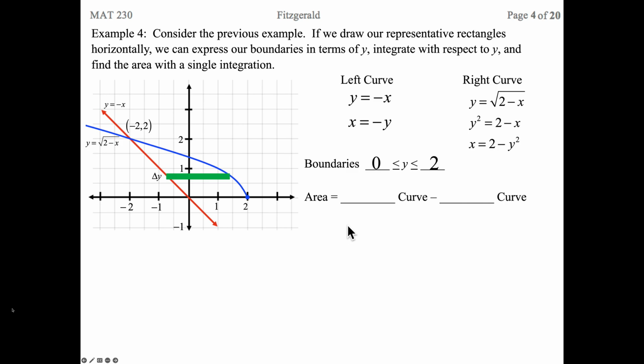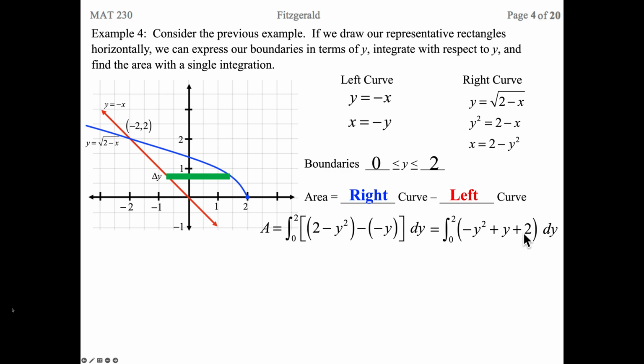So we're going to go right curve minus left curve. We're going to integrate from 0 to 2. The 2 minus y squared minus the negative y. Okay, that'll change this to a plus y. And again, I wrote this in descending order for the powers on my y's. And now we just have to do one integral. We don't have to do two. So we're going to get negative y cubed over 3, or negative 1/3 y cubed. We're going to get y squared over 2, or 1/2 y squared, plus a 2y.